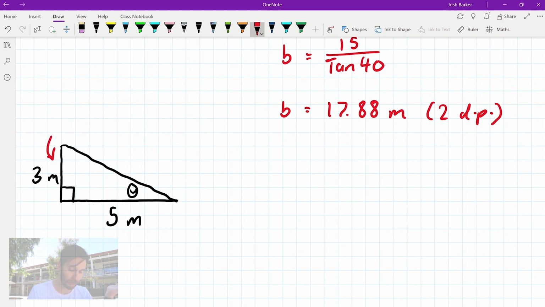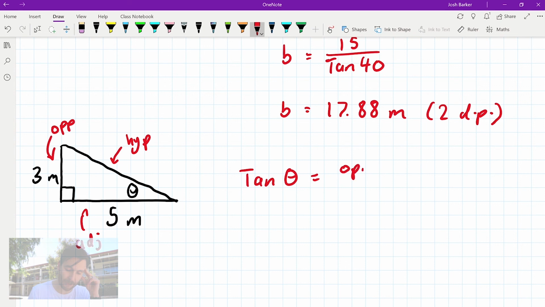Now I'm going to label my two sides. So 3 meters, that length is the opposite because it's opposite the angle. 5 meters is next to the angle, that's the adjacent. And again, the hypotenuse, and while we're not going to use it for this question, it's good to get into that habit. That's the longest side that's across from the right angle. Okay, now I'm going to write my ratio. Tan of the angle is opposite divided by adjacent. Cool, so that's steps 1 and 2 done.